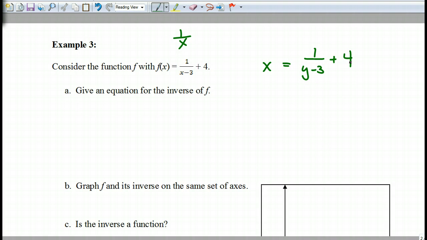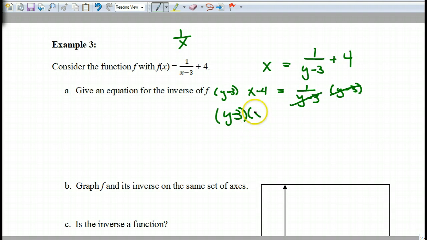All right, so we want to go and solve for y now at this point. So this becomes x minus 4 equals 1 over y minus 3. Well, we're going to multiply by the entire thing, y minus 3. So if I multiply both sides by y minus 3, these two totally cancel out. So I have y minus 3 times x minus 4 equals 1.